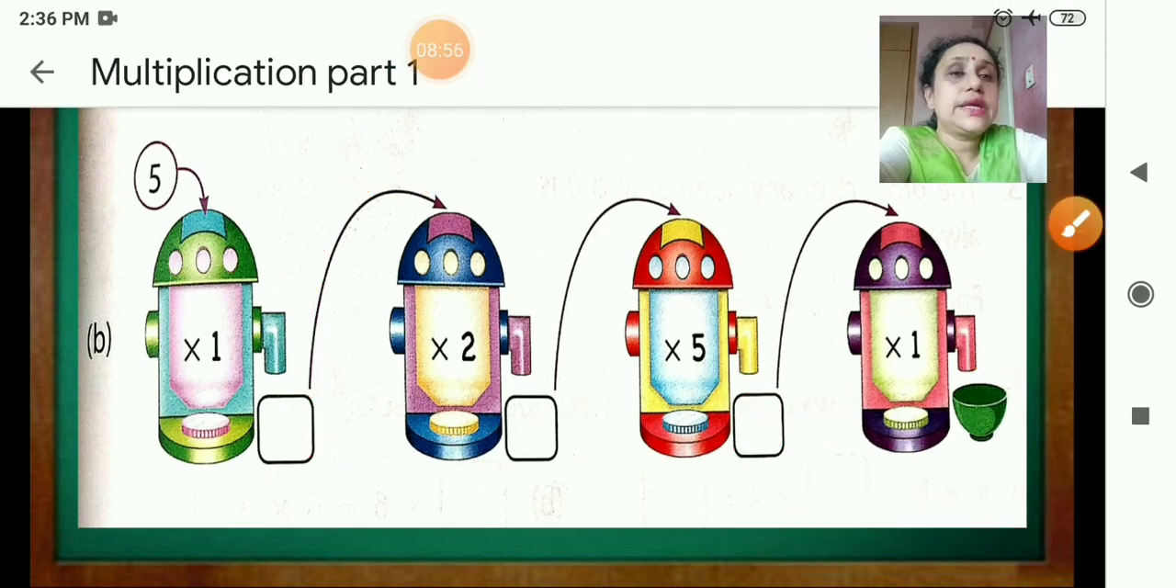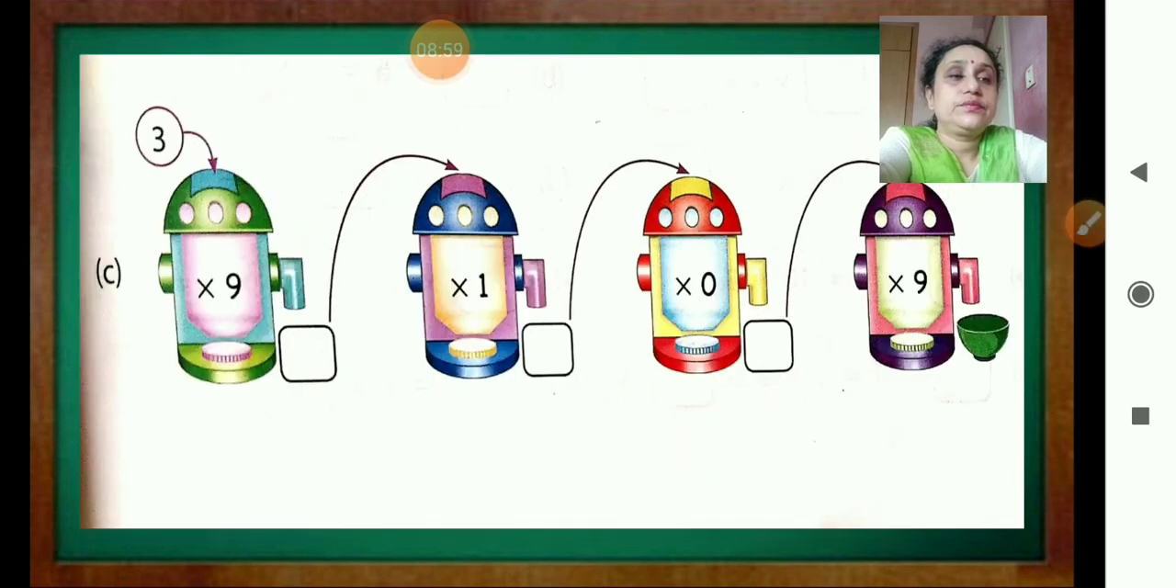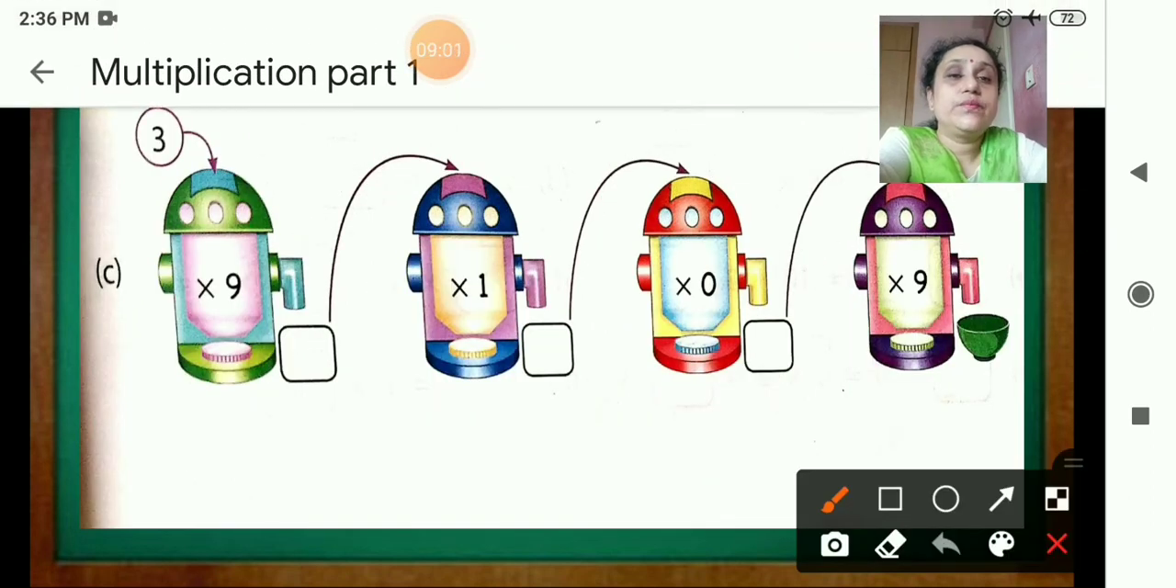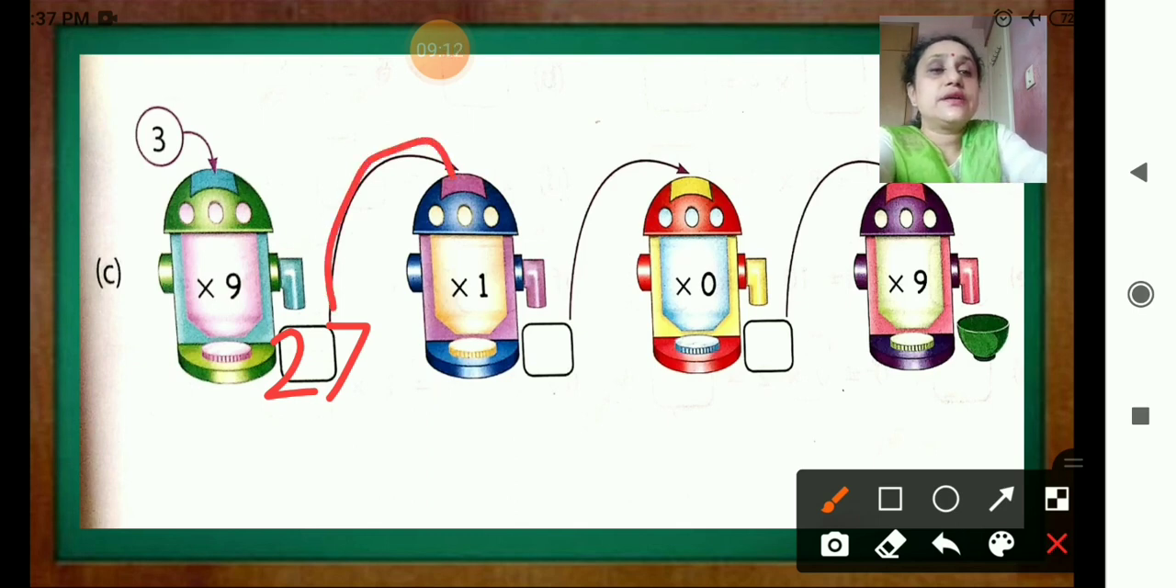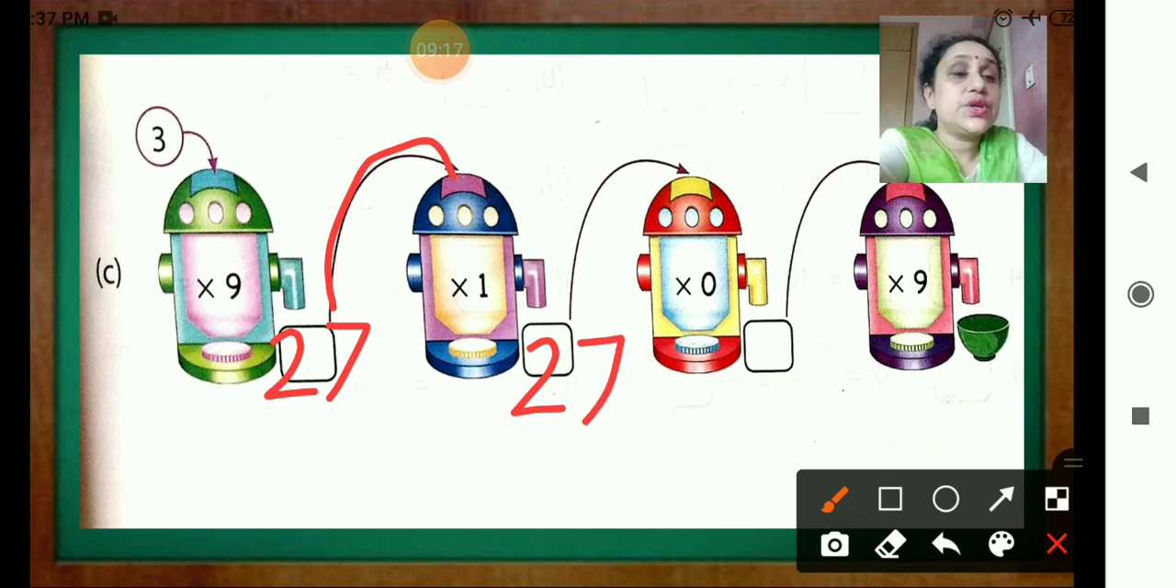Now we will do the next page. Now again look, 3 nines are, what will come? 27. Then 27 ones are again 27, and 27 zeros are 0, and 0 nines are 0. Okay, all are finished? Done?